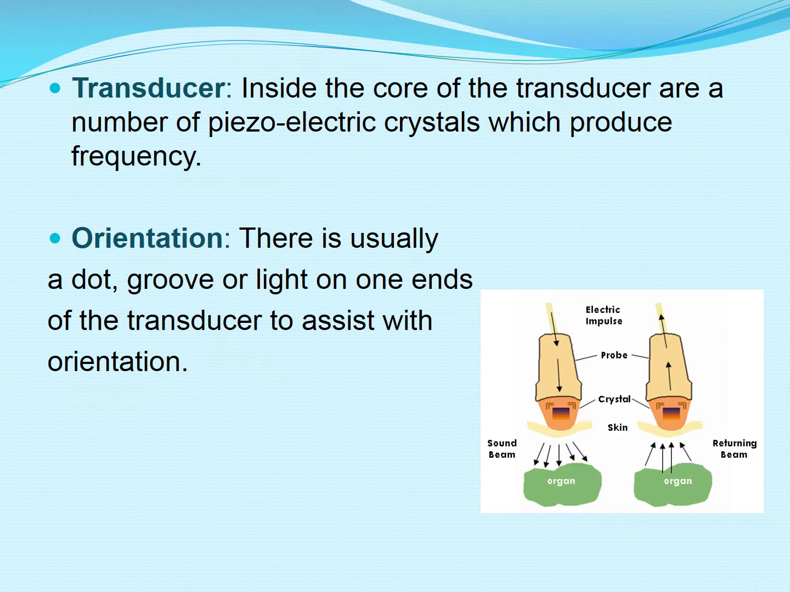For example, in vascular access, if you bring the transducer with the arrow in the middle of the screen, you will then be able to insert the needle directly into the arrow and directly into the vessel which you're trying to cannulate.